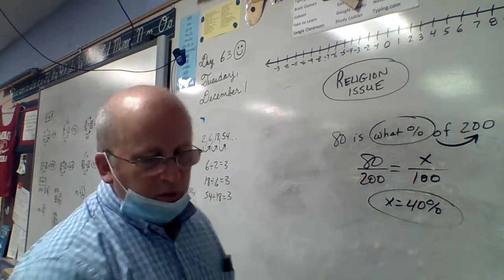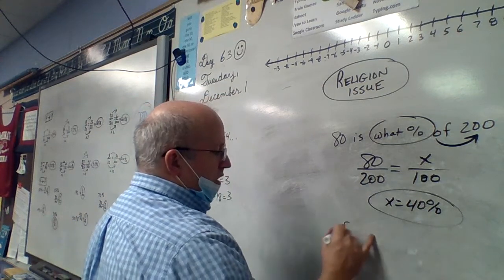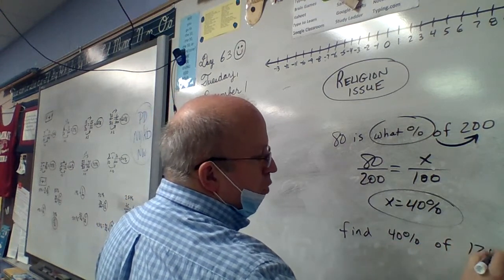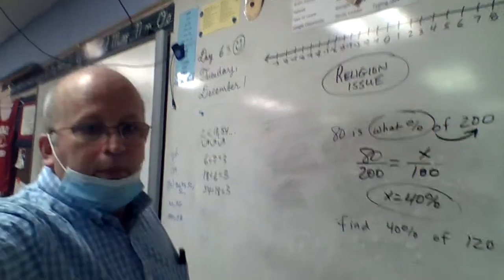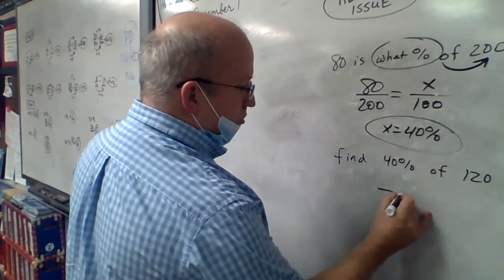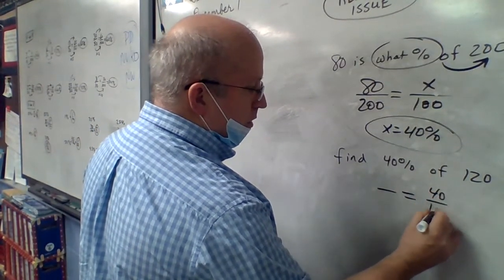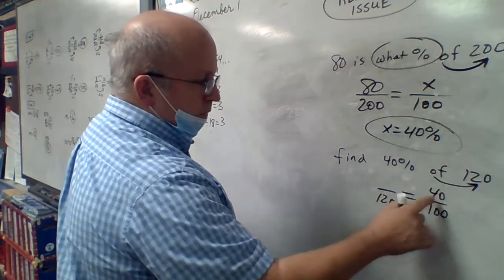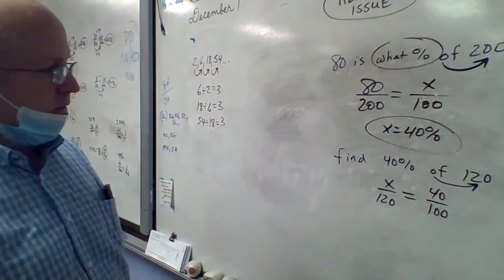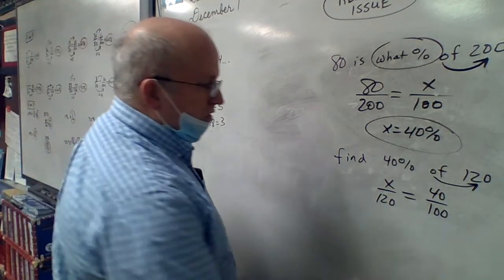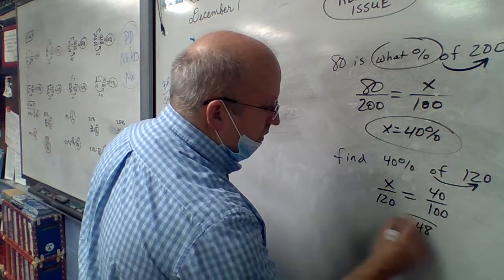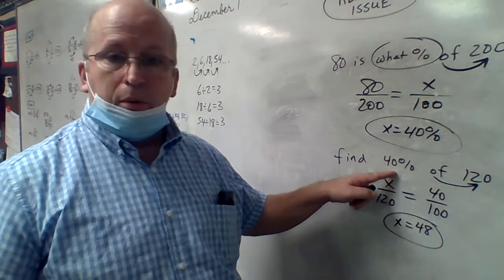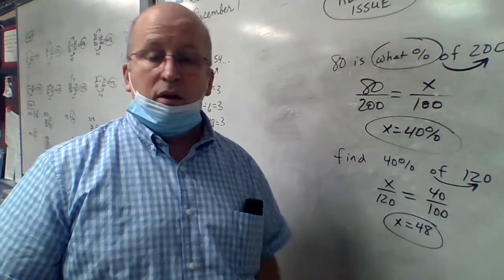How about something like number 12? What if it said find 40% of 120? How would I do that? Find 40% of 120. Well, again, proportion problem. 40 over 100. What follows the word of is the 120, so I put that on the bottom. I'm looking for x, right? So what does x equal in this case? If I solve this, I'm going to find that x equals 48. Notice it's 48. It's not 48% because we've already got the percent value in the problem itself.